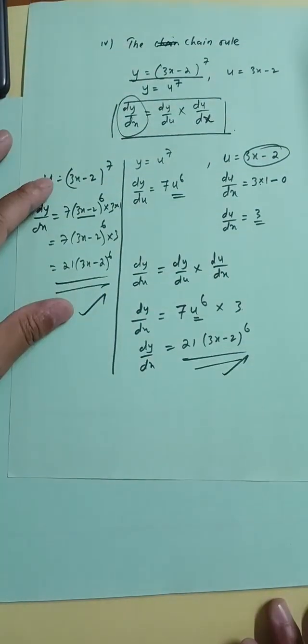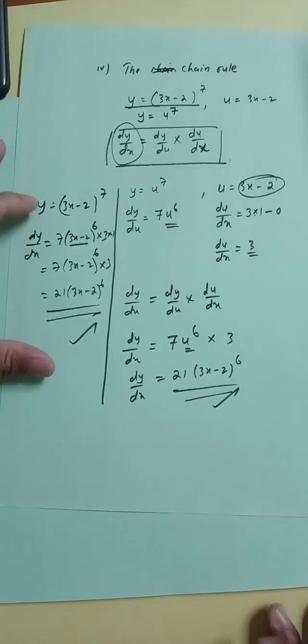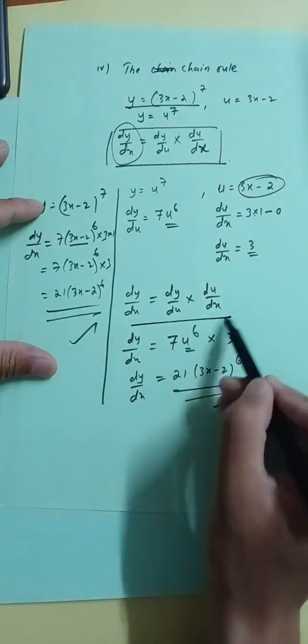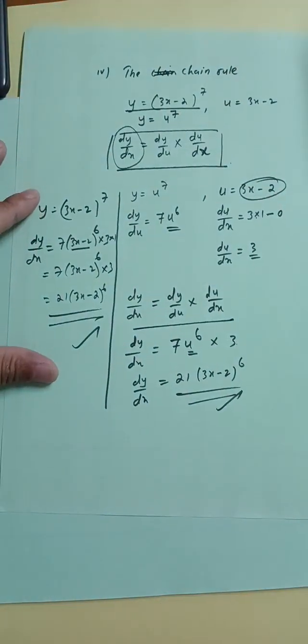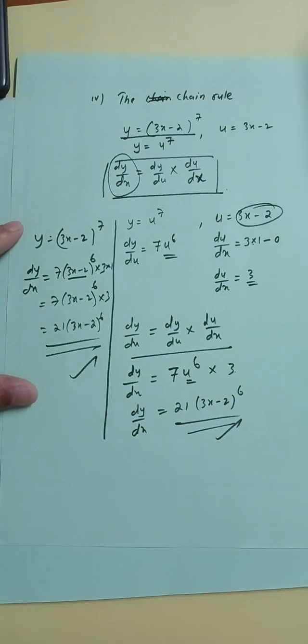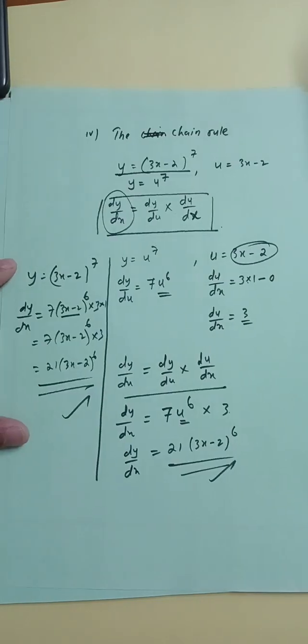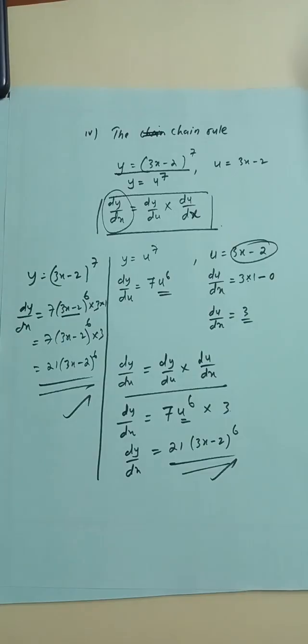So we can directly use the formula once confident, and then simplify to get your derivative. That's how we calculate the chain rule. We are done with the chain rule.